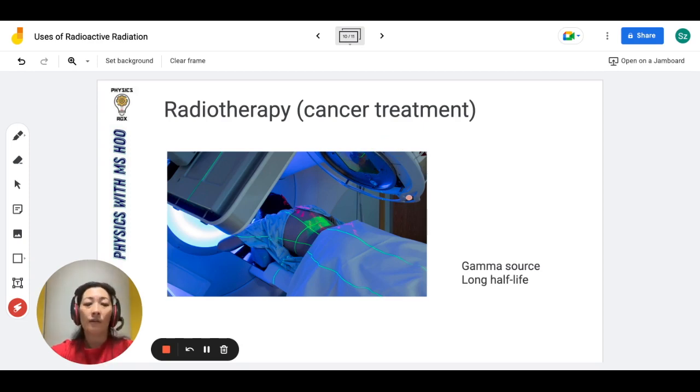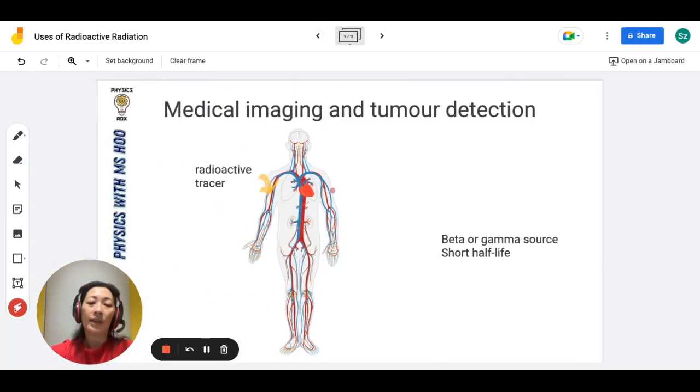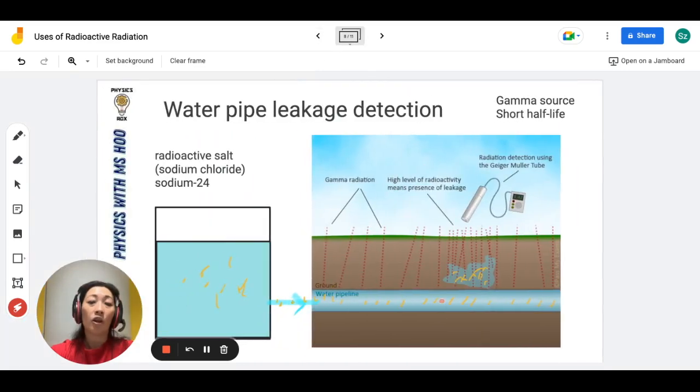So in general, remember that if the radioactive source is outside the patient, or outside the food source, or outside the animal or plant, we use something with a long half-life. But if it's going to be injected or consumed, we use something with a short half-life.